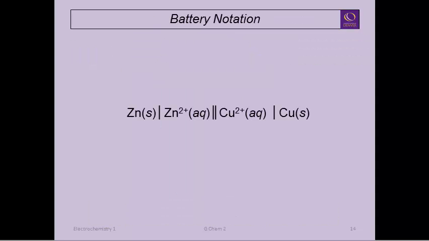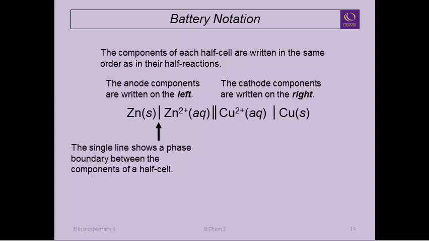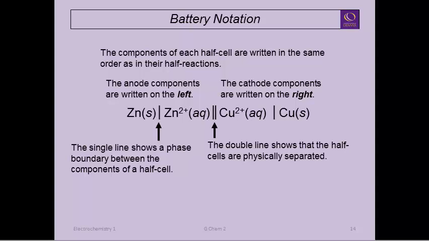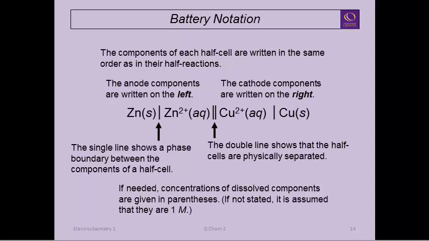So traditionally, the oxidation is set up on the left and the reduction is set up on the right. The single line on the left-hand side just shows that the two species, the zinc solid and the zinc aqueous, are different phases. That's a single line. The double line separates the two half cells or half reactions. And then if nothing's specified in a standard cell, it's assumed, and this is at standard state, that the aqueous concentrations are 1 molar.